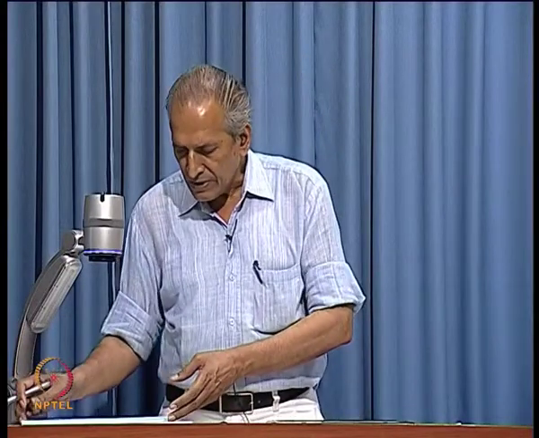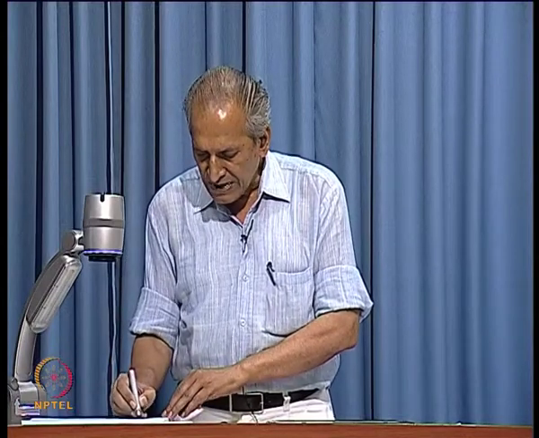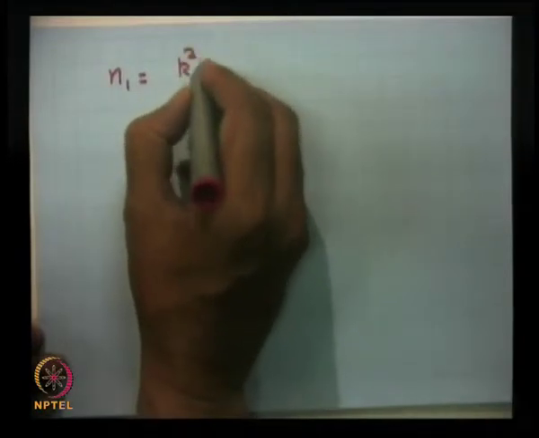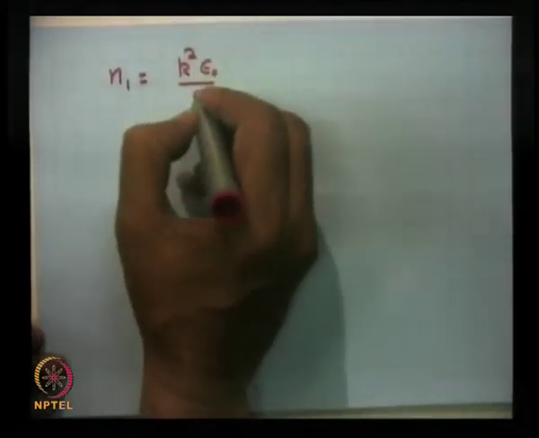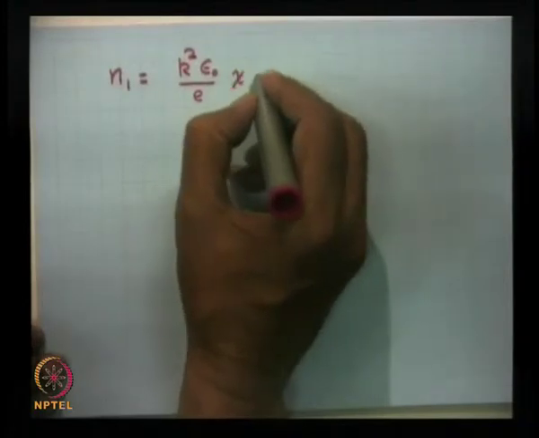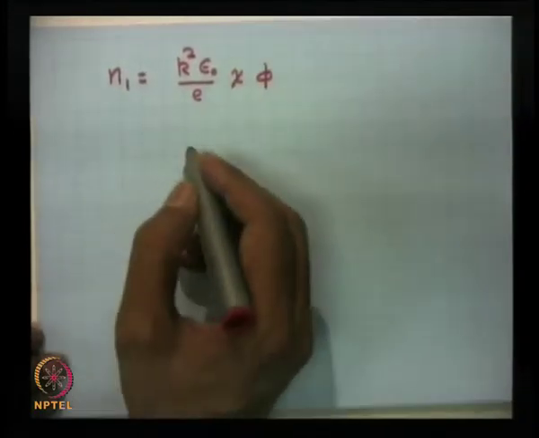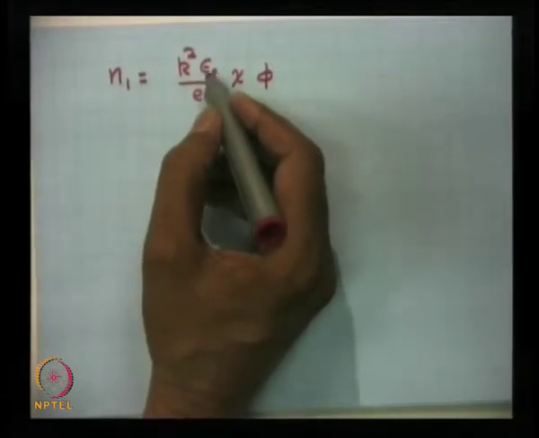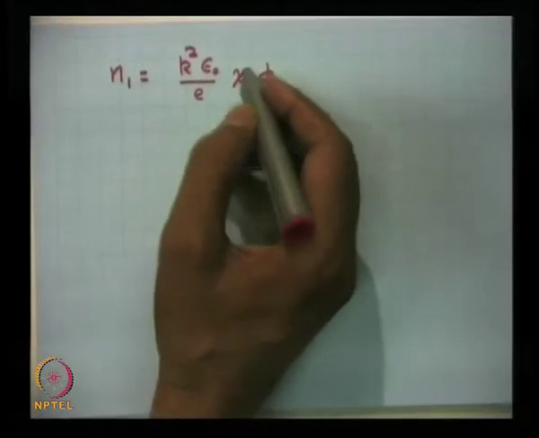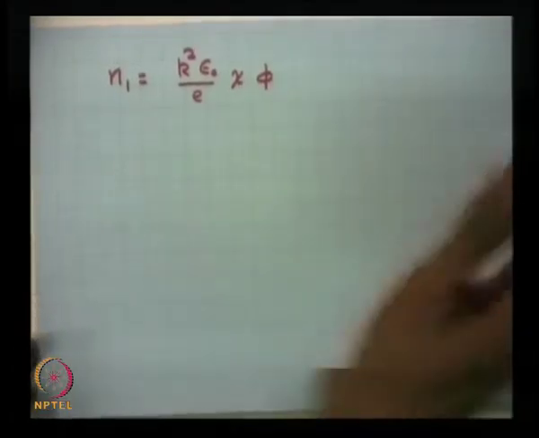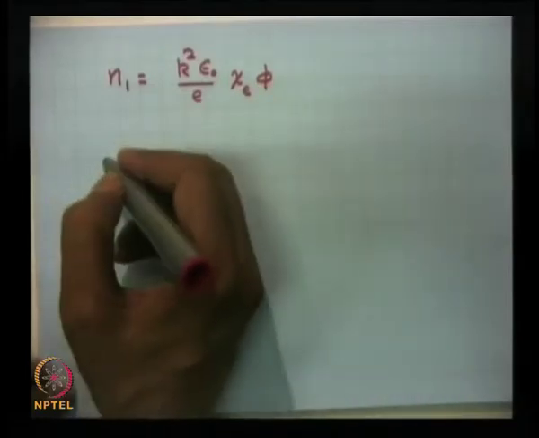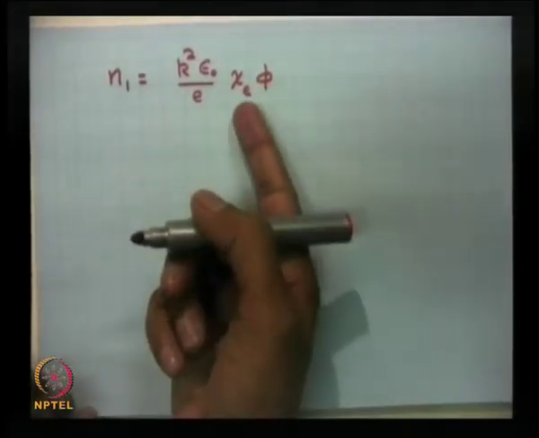And in terms of this, one can obtain N1 and we said that I will write N1 as k square epsilon 0 upon e into chi into phi. Epsilon 0 is called free space permittivity and chi is called the susceptibility. Let me put a subscript e. I think we put a subscript e because this designates electron susceptibility.